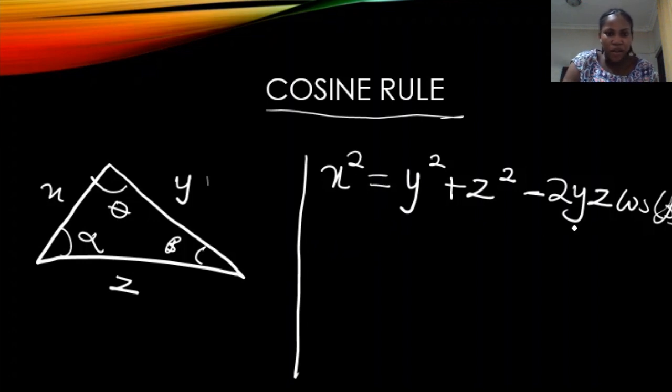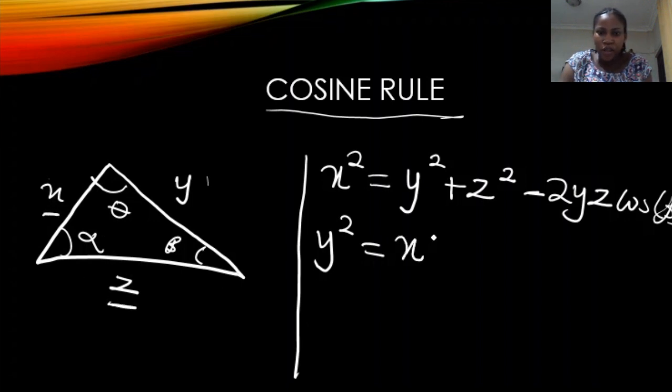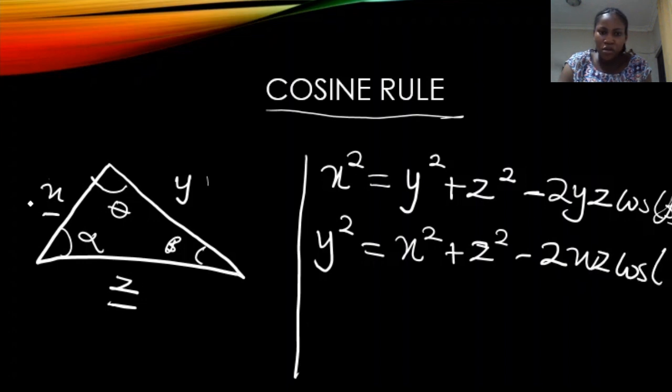Assuming we are taking another side of the triangle, let's take y. In this case, y squared would also be equal to what? The sum of the squares of the other two sides, that's x and z. So you get x squared plus z squared, then minus twice the product of those two sides, cos of the angle between these two sides. That's alpha.